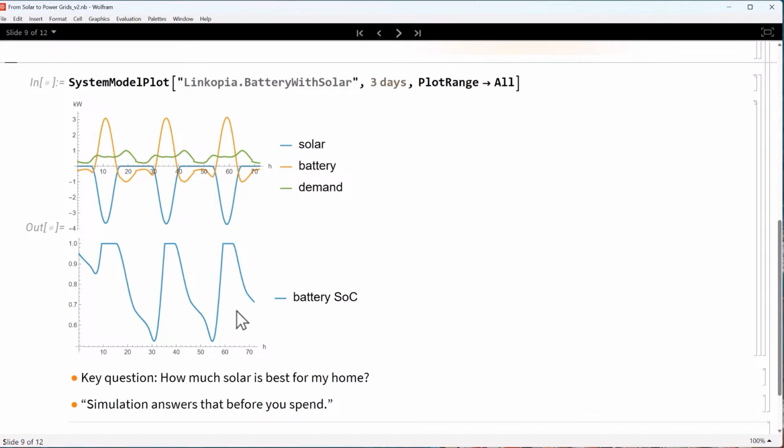With a model like this, I can now answer practical questions such as what type of solar panels are best suited for my home, what battery capacity should I choose to ensure reliability. By simulating these scenarios first, I can make data driven design decisions before spending money on hardware.